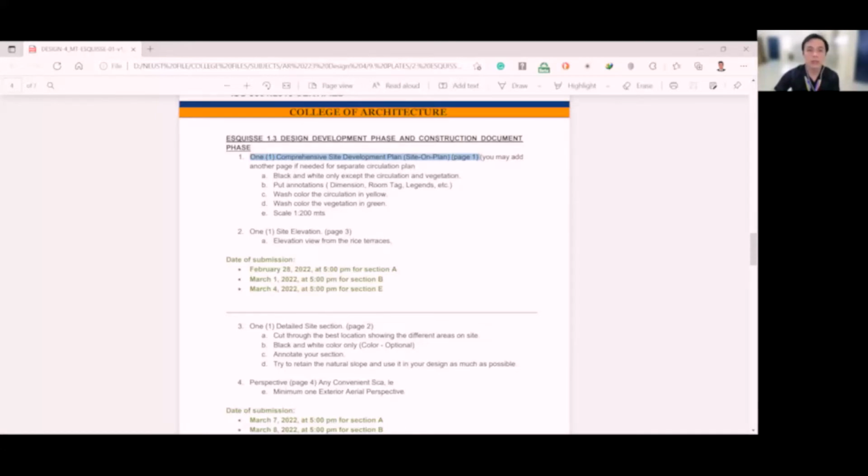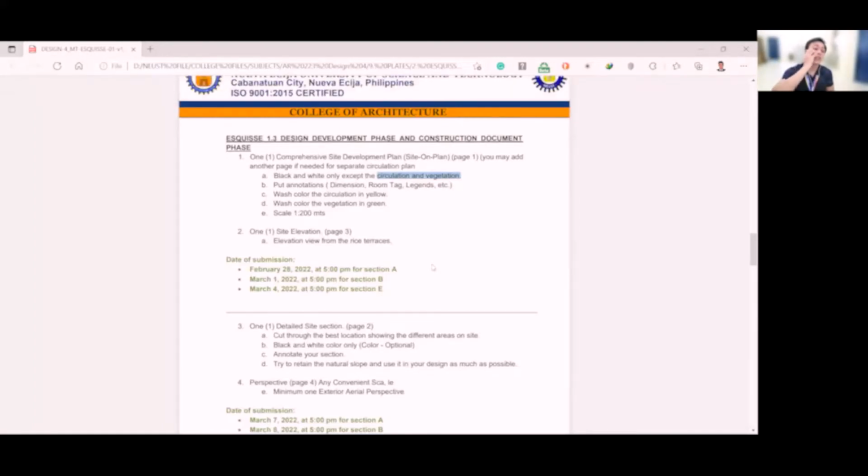So black and white only except circulation and vegetation. Put annotations. Wash color the circulation in yellow, wash color the vegetation in green, scale 1:100. So your plan on site would be black and white only except for your circulation and vegetation. You don't need to color or render the spaces.